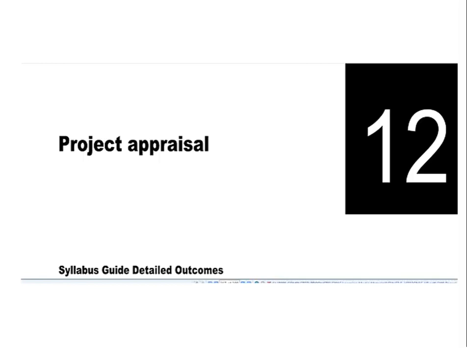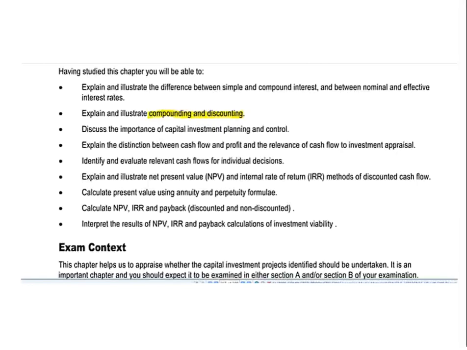This is quite a technical chapter, however there's lots of examples for you to work through to help you with each of the techniques that we're going to look at. One of the first things that we'll introduce in this chapter is the concept of compounding and discounting. So being able to deal with the time value of money. That's something that you need to be comfortable with to be able to apply some of the techniques that will be used for project appraisal.